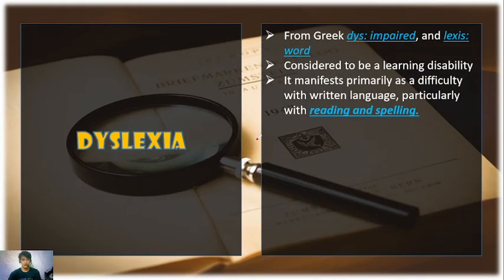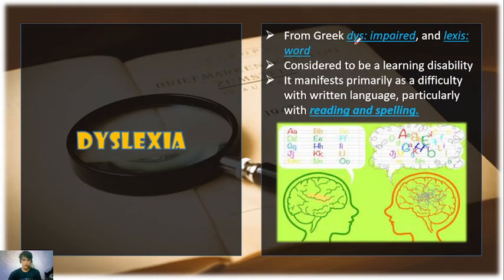And next we have here dyslexia. Dyslexia is from the Greek word dys, which means impaired, and lexis, which means word. So this is considered to be a learning disability. It manifests primarily as difficulty with written language, especially in reading and spelling. So as you can see here in our illustration, he cannot write. So for the person who is experiencing dyslexia, ganito yung illustration niya.